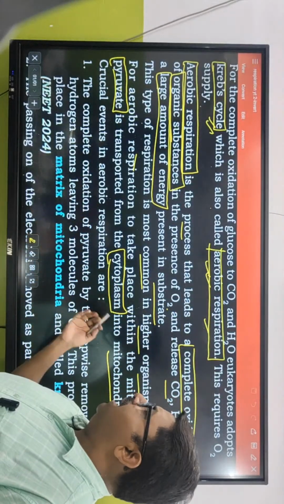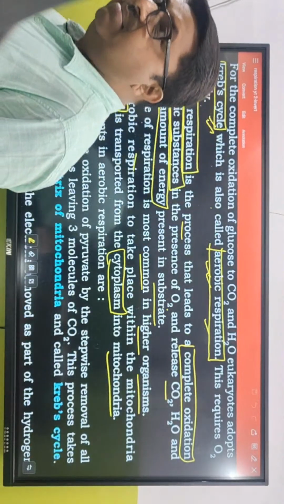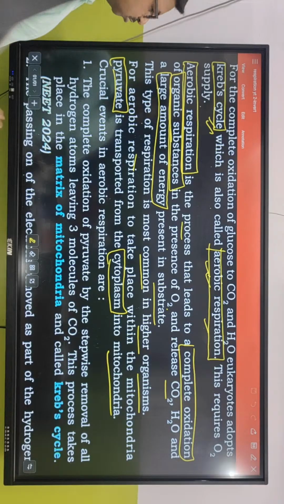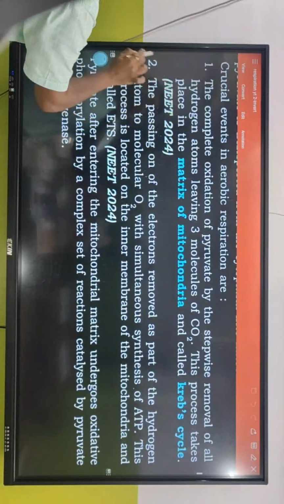Crucial events in aerobic respiration are, so what are the crucial events? NCERT, line by line is important. Your understanding and questions made from NCERT line by line are two different ball games altogether. So it's very, very important. What are the crucial events?